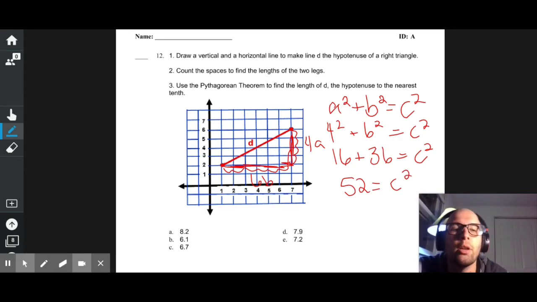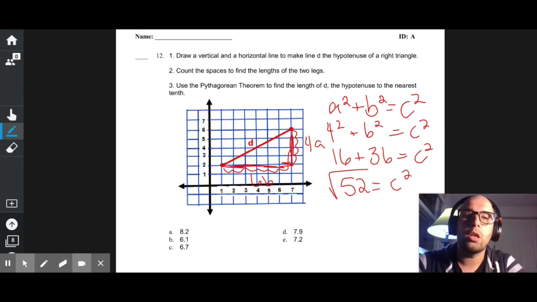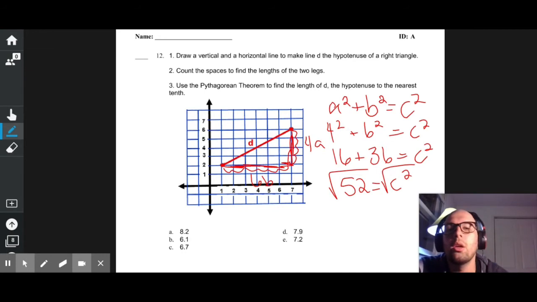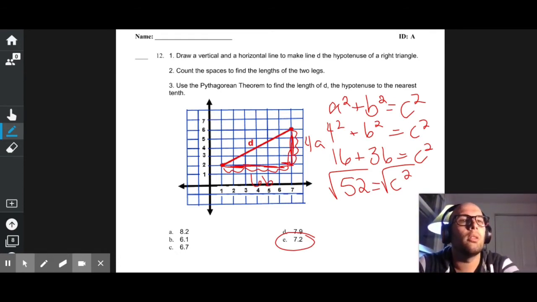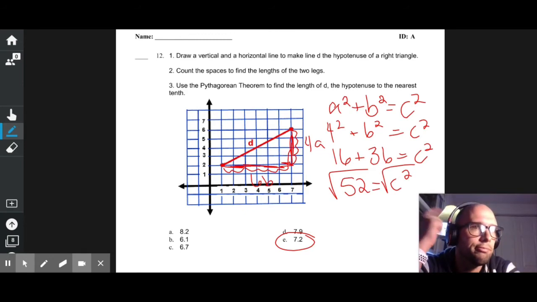Is C all by itself? No. What's in the way? Squared. How do I get rid of squared? Square root. I know that the square root of 49 is 7, and 52 is a little bit bigger than 49. So if I take the square root of something a little bit bigger than 49, it's got to be a little bit bigger than 7. So how about you? No calculator needed.